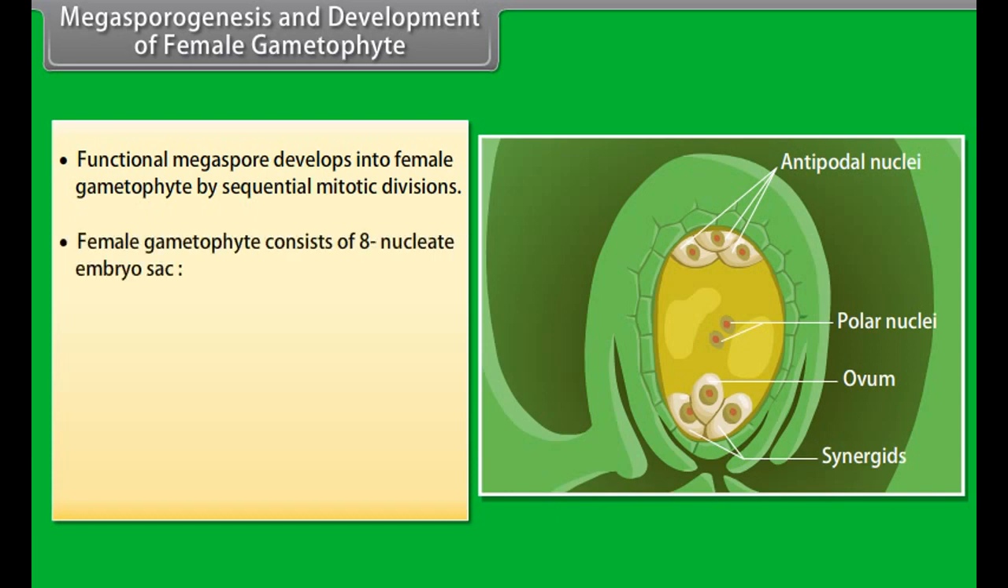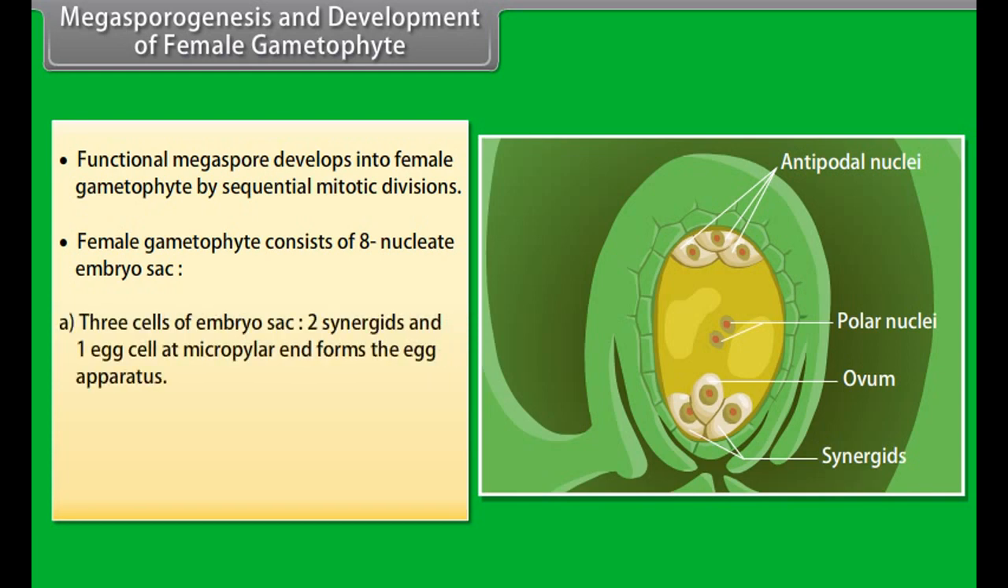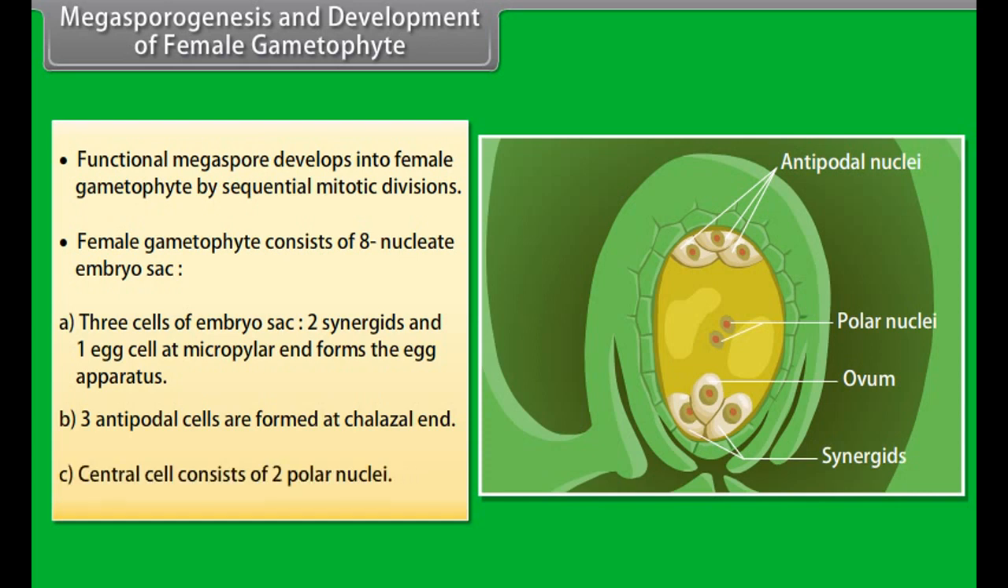Functional megaspore develops into female gametophyte by sequential mitotic divisions. Female gametophyte consists of 8 nucleate embryo sac. A. 3 cells of embryo sac, 2 synergids and 1 egg cell at micropylar end, form the egg apparatus. B. 3 antipodal cells are formed at chalazal end. C. Central cell consists of 2 polar nuclei.